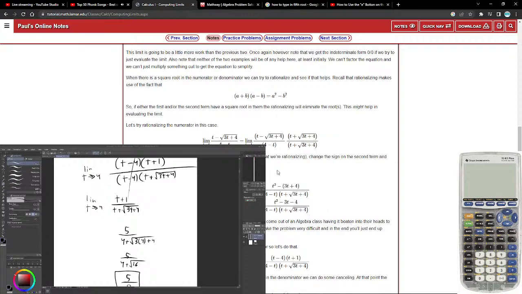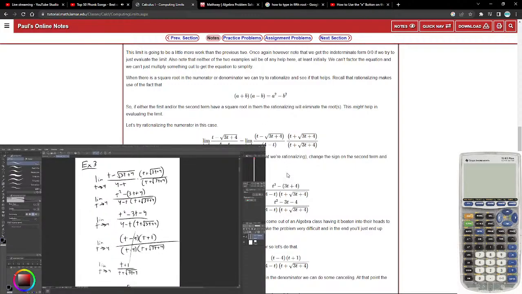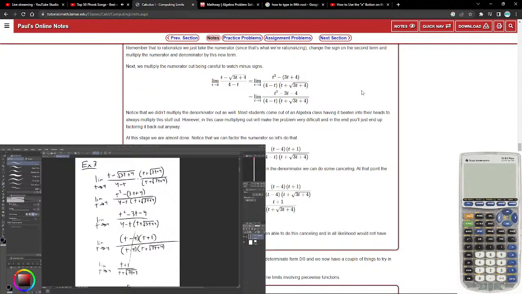T squared minus 3t plus 4. No, I did distribute that. Then 4 minus t plus square root of 3t plus 4. Okay. Notice that we didn't multiply the denominator out as well. Most students come out of an algebra class having it beaten into their heads to always multiply this stuff out first. However, in this case, multiplying out will make the problem very difficult, and in the end, you'll just end up factoring it back out anyway.